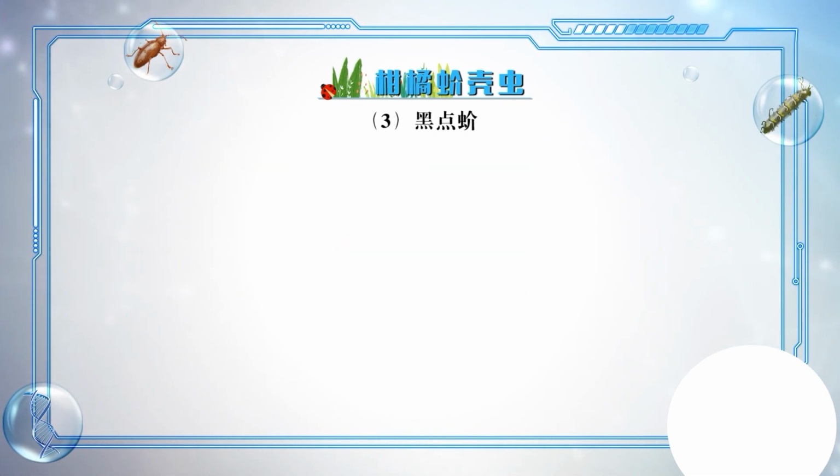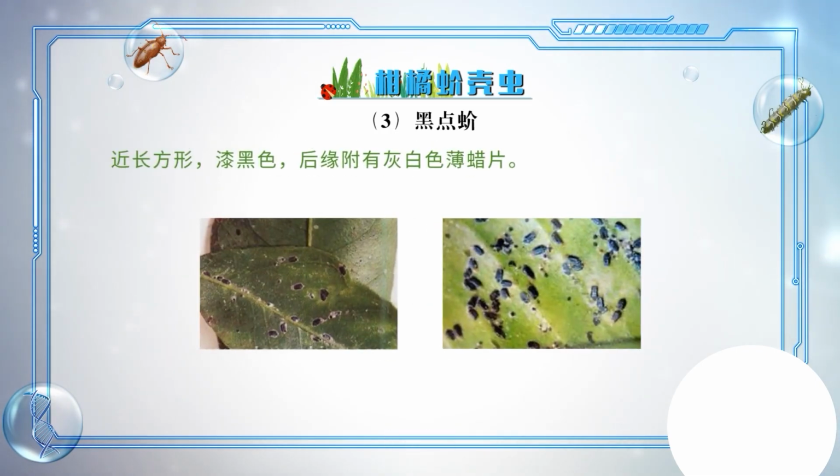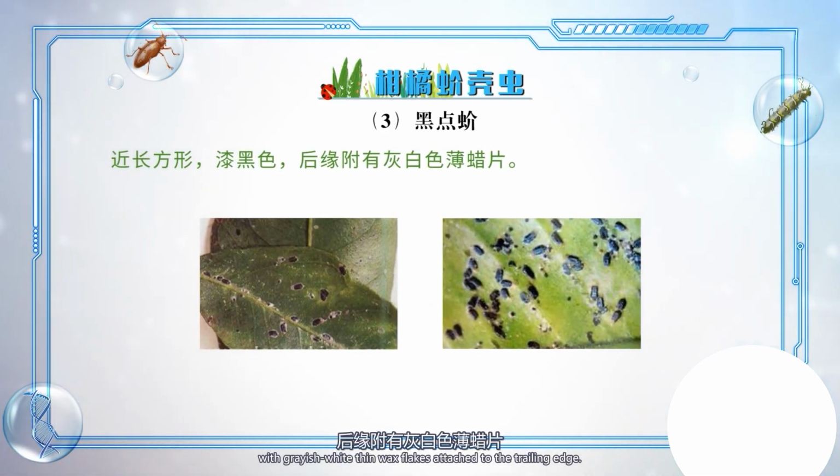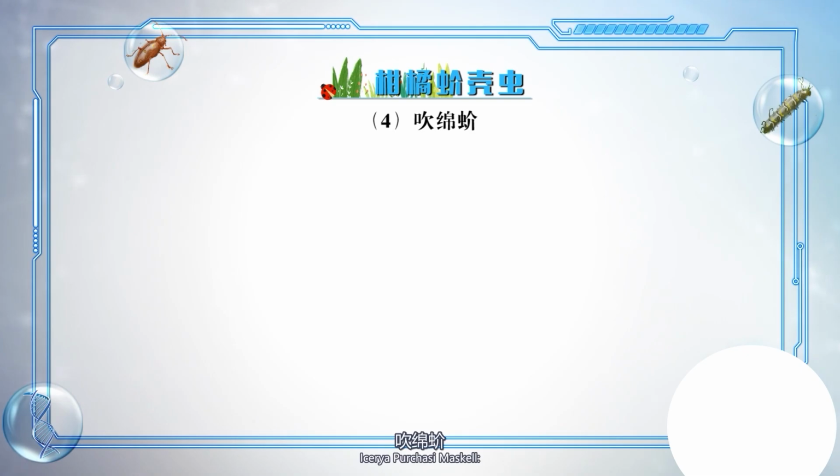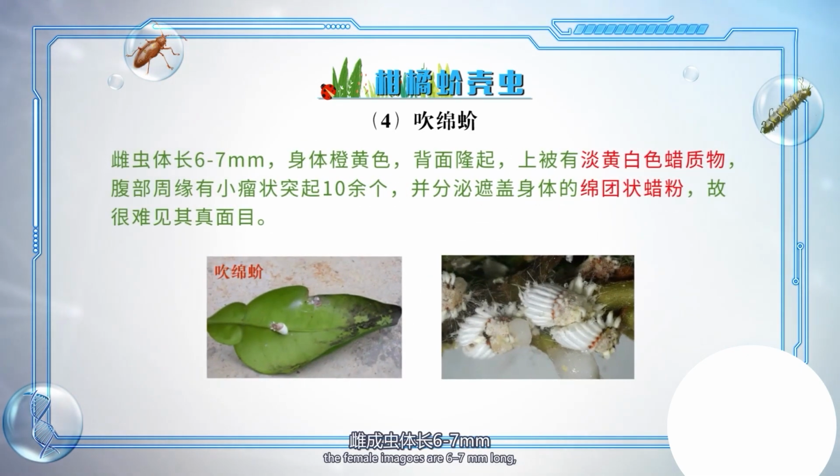Pardotoria ziziphus, subrectangular, painted black, with grayish, white thin wax flakes attached to the trailing edge. Escherichia pochasi masco. The female imagos are 6 to 7 millimeters long, with an orange-yellow body, and a raised back, covered with light yellowish, white waxy substances. There are more than 10 small tumor-like protrusions around the abdomen, and it secretes waxy powder covering the body, so it is difficult to see its true face.